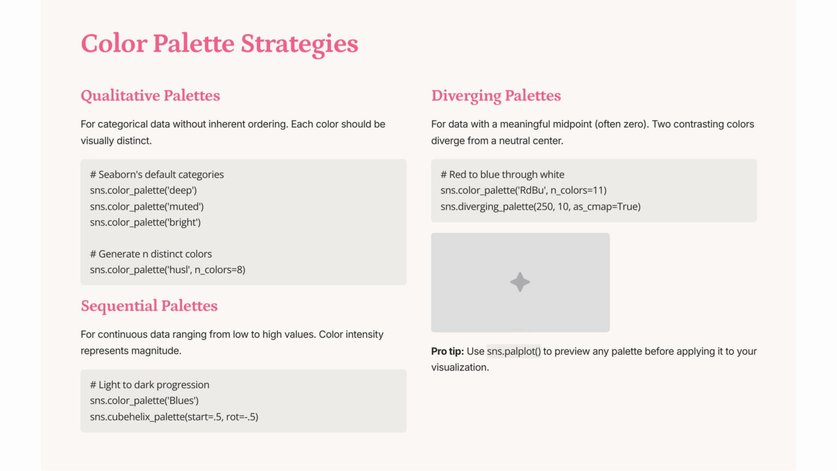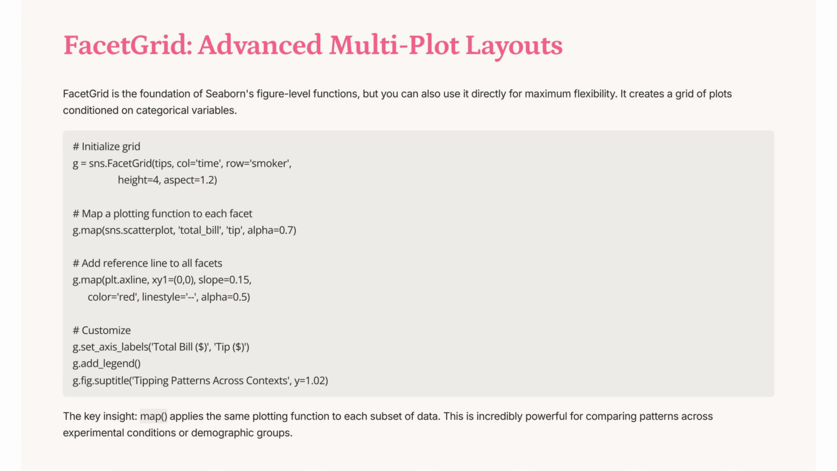Preview palettes with sns.palplot to ensure optimal visualization. FacetGrid in Seaborn allows for advanced multi-plot layouts by creating grids conditioned on categorical variables. Initialize with sns.FacetGrid, map plotting functions like sns.scatterplot, and customize with reference lines and labels. This approach is powerful for comparing patterns across different contexts, enhancing the depth of your data analysis.